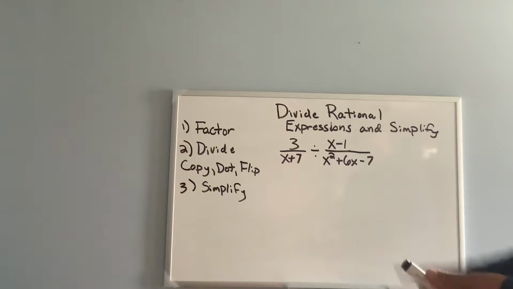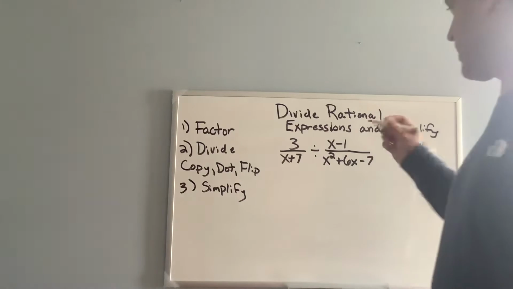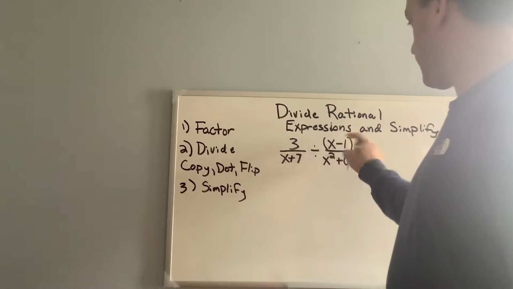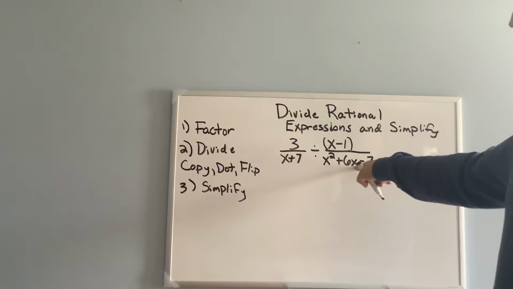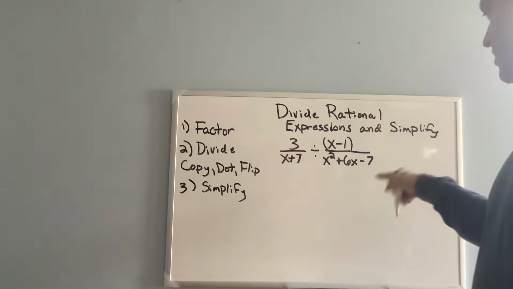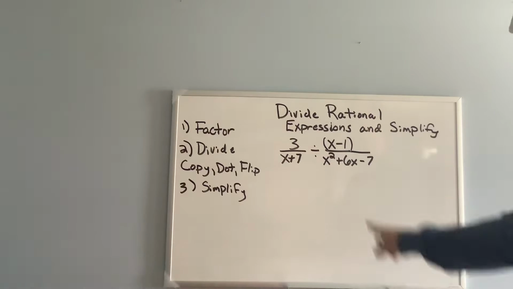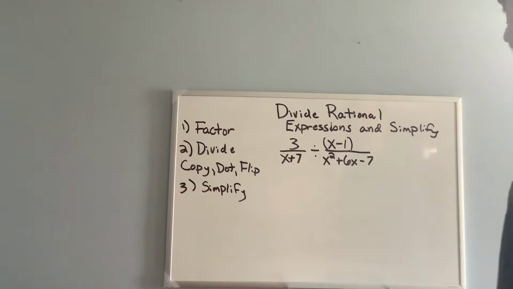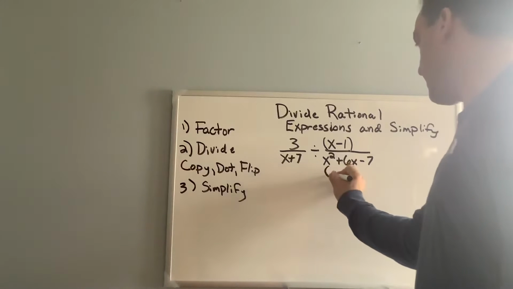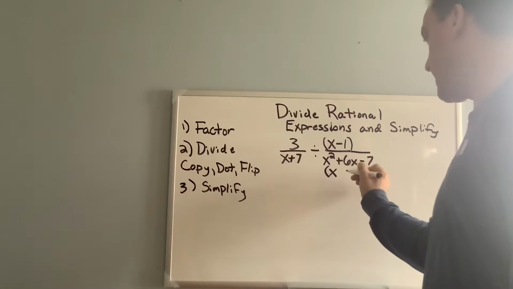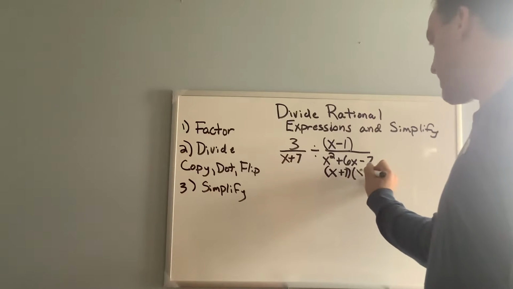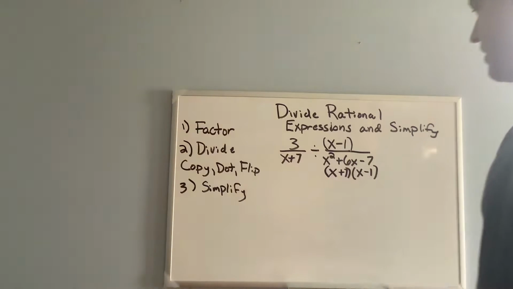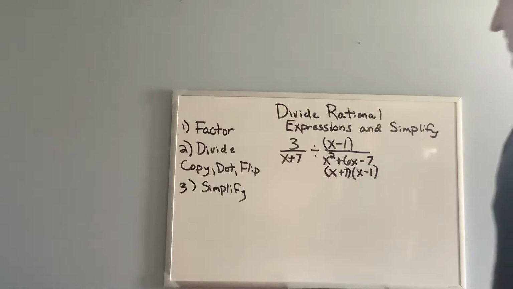So first, I'm going to factor here. I notice that x minus 1 is factored. I'm going to factor x squared plus 6x minus 7 over here. So I'm looking for factors of negative 7 that add together to be positive 6. So underneath here, I notice that would be x plus 7 times x minus 1.